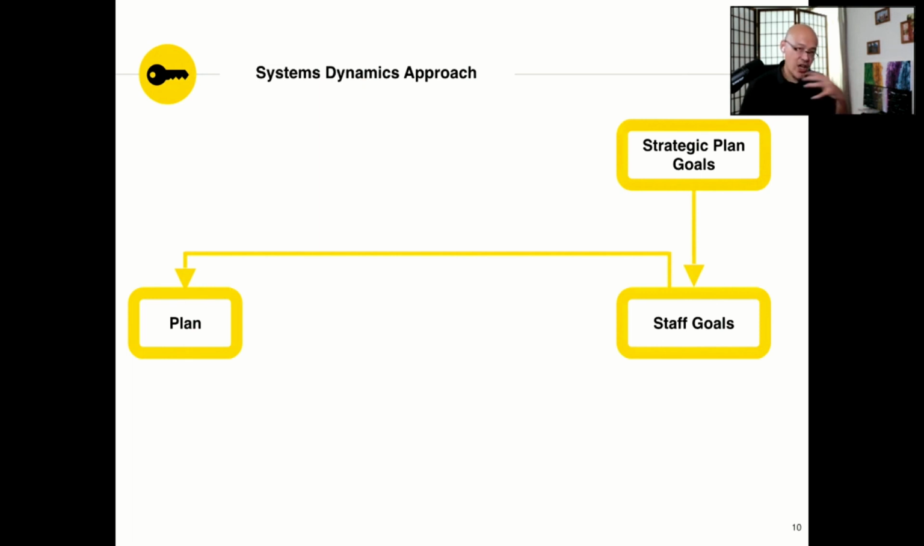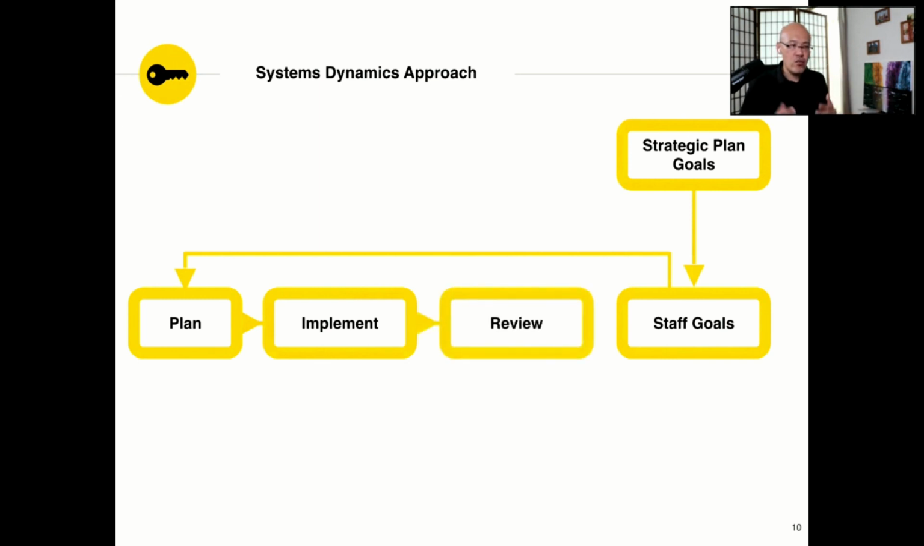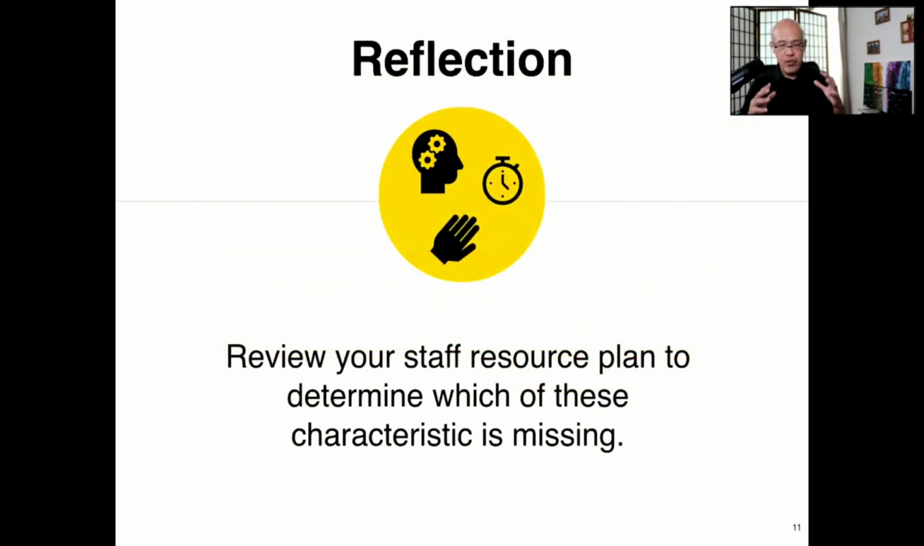Once you have that clearly spelled out, then you can talk about the implementation. How are we going to implement this? What kind of strategies are we going to have? Right. And of course, once you've implemented it, the next thing that you really need to do is review. You need to review your goals. You also need to go back and review if these goals are working, and if not, what you can do about it, right? So, my friends, these are the three key characteristics of staff resource planning.